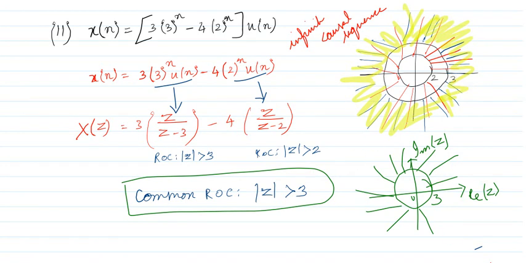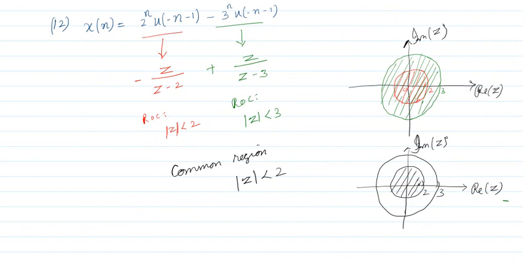If you look at this, this is an anti-causal sequence. Anti-causal sequence means it is left-sided. Okay. So it is less than 2, less than 3. What is ROC? Less than 3. So it is inside the smallest pole. Of 2 or 3, which is the smallest? 2. ROC is inside the smallest pole. Okay.